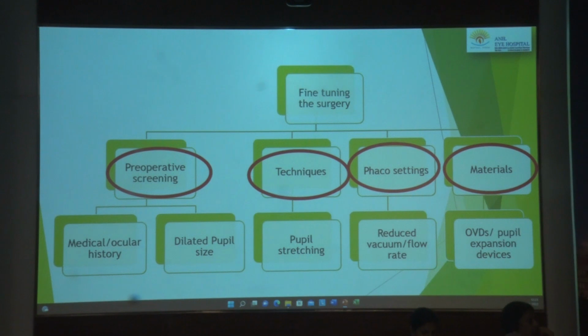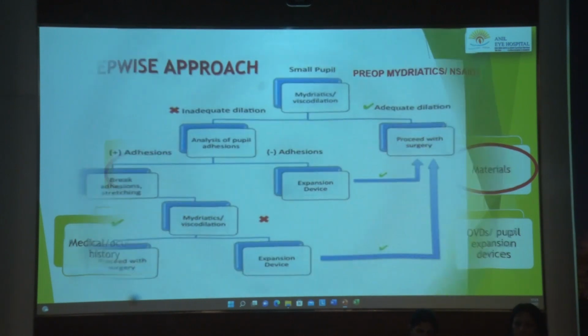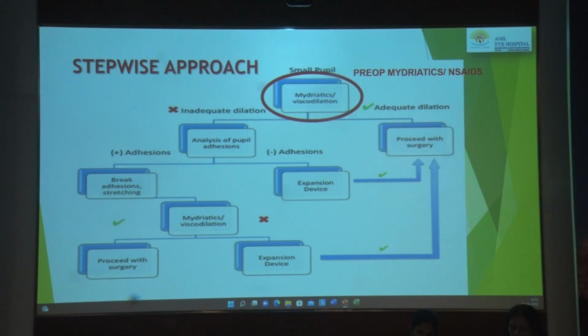So first is the preoperative screening. When you're looking at these patients, not only take the medical history, because you can anticipate an IFIS on table, but also the detailed ocular history. Check what is the dilated pupillary size. So you need to be ready and have your plan B ready with you. You may need to fine tune your technique, say for example, some kind of pupillary stretching, which may not be recommended in all cases now. You need to fine tune your phaco settings, so reduced vacuum or flow rate, and an optimal use of materials like OVDs and pupillary expanders. So you should have a stepwise approach.